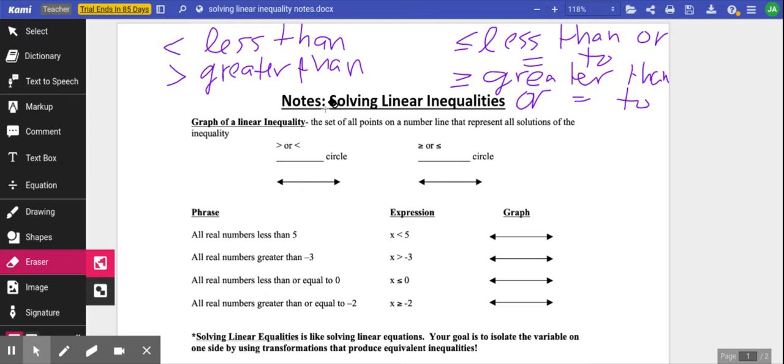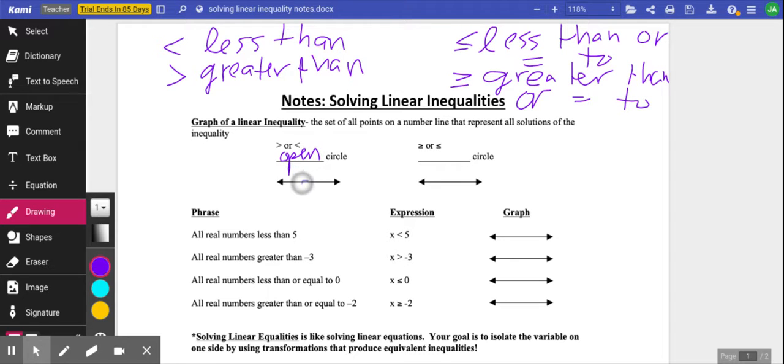First we're going to talk about the graph of a linear inequality. That is the set of all points on a number line that represent all solutions of the inequality. A couple of things we need to go over before we start graphing. If you have a greater than or less than sign, we graph that with an open circle. By open circle, we mean a circle like that. You don't fill it in. For greater than or equal to or less than or equal to, so if it's got that equal to symbol underneath, it's what we call a closed circle. So it is filled in like a dot. That's not a great looking circle, but I think you get what I'm saying. So it's filled in rather than open.